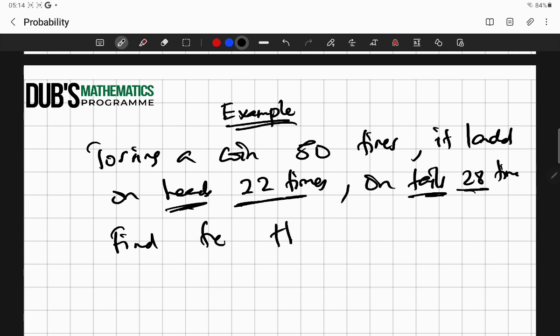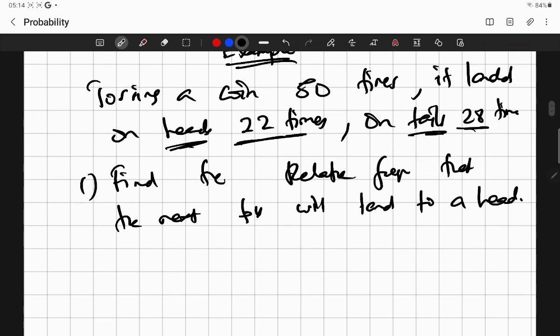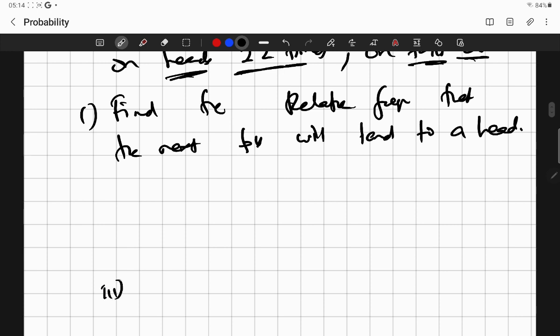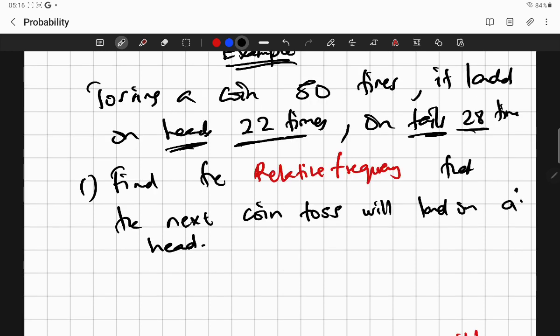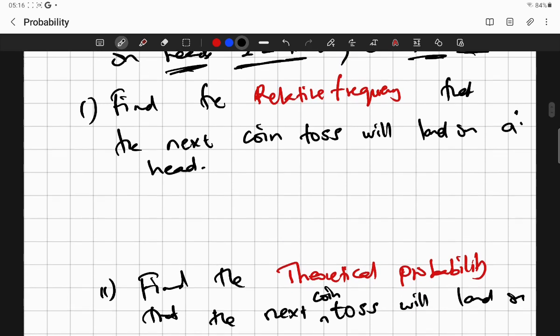the relative frequency that the next toss will land on a head. And then number 2, we will find the theoretical probability. So we'll find the theory. This is what you normally use when you play games, when you toss a coin. So you're gonna find relative frequency.